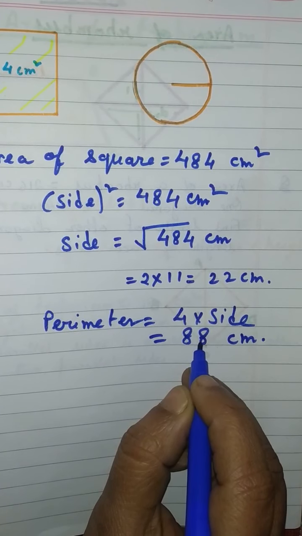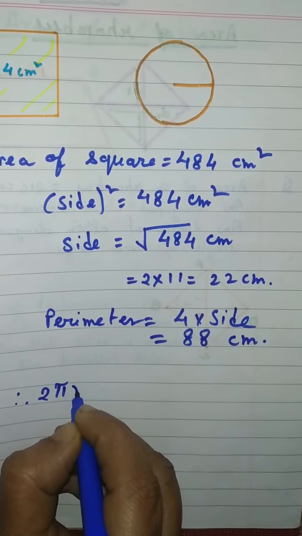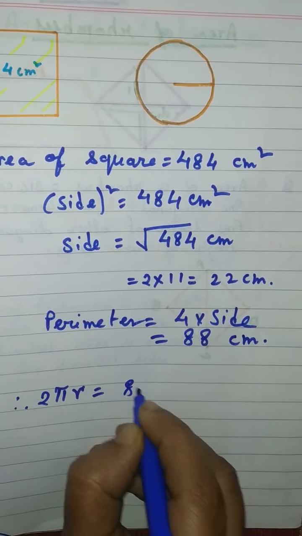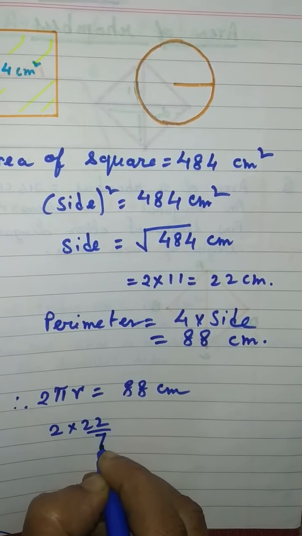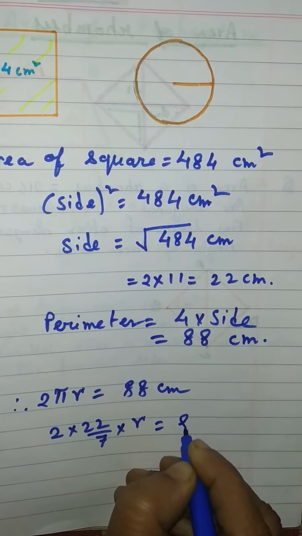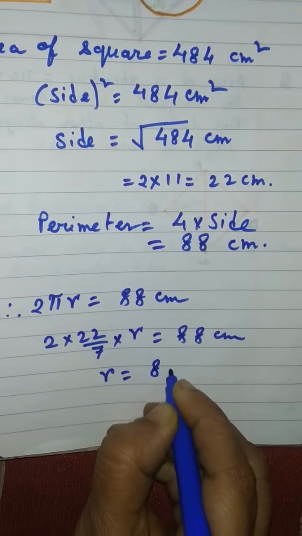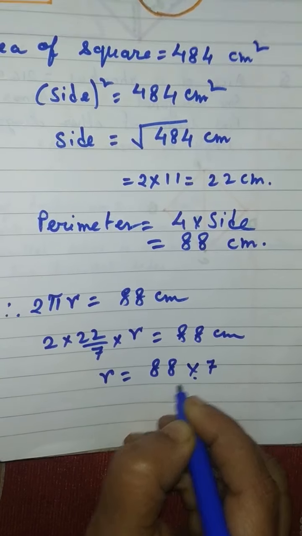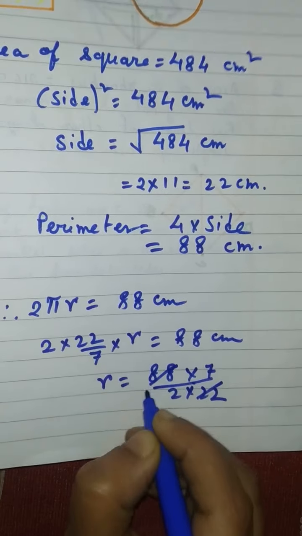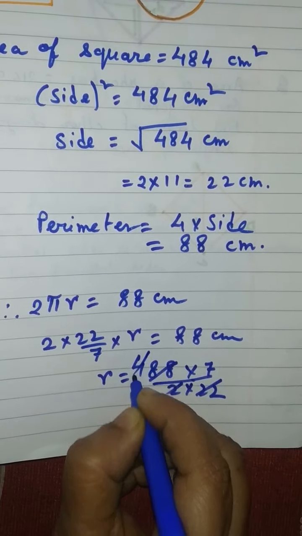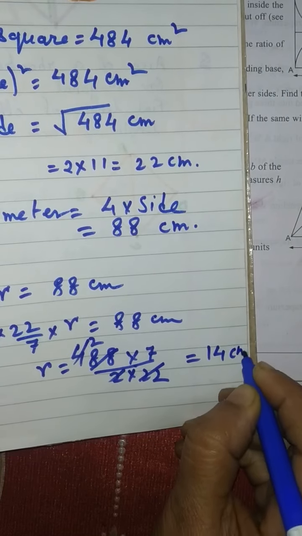Now this is the perimeter of the circle. Perimeter means circumference of circle. Circumference means 2 pi r. Now 2 pi r is equal to 88 centimeter. 2 into 22/7 into r is equal to 88 centimeter. So we can say that r is equal to 88 into 7 over 2 into 22. So 22, 4s are 2, 2s are 14 centimeter is the radius.